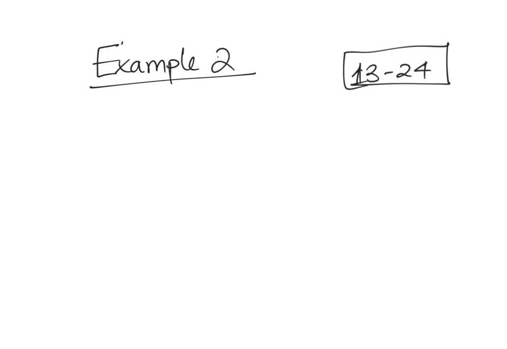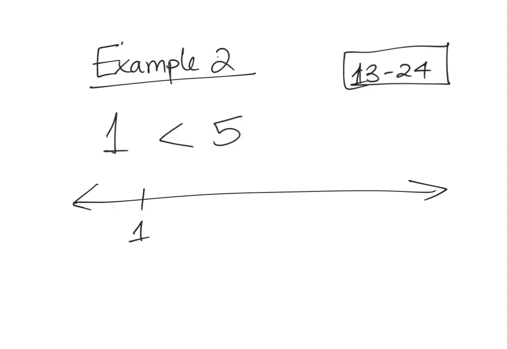For example 2, they ask you, create a number line diagram to determine which of the two given statements is true. So they give you values like 3 is less than 8 or 3 is greater than 8. They ask you which of these is true and then put it on a number line. Well, you remember your less than sign. If you have 1 is less than 5, for example, then we know that this is true. You have a 1 and you have a 5. And 1 is definitely less than 5.